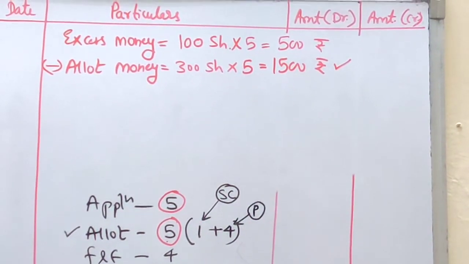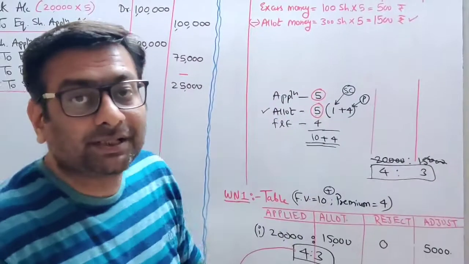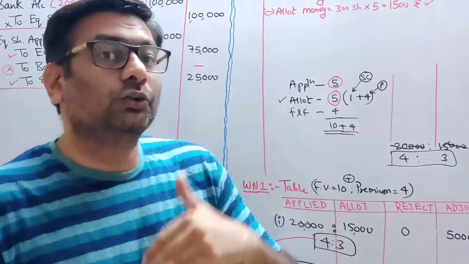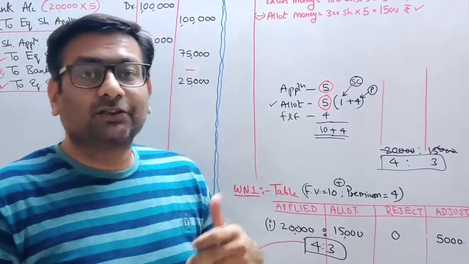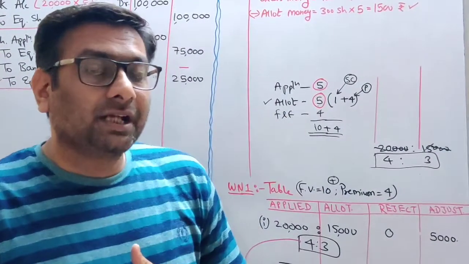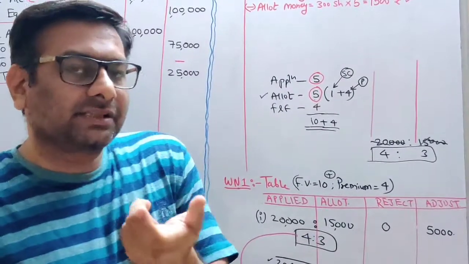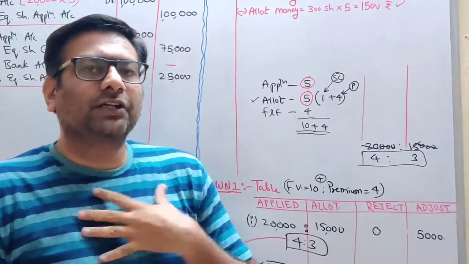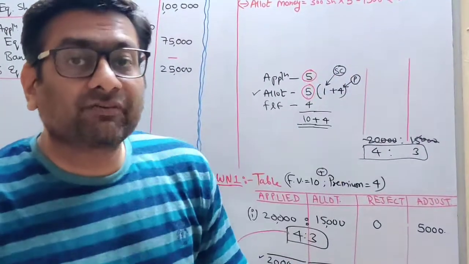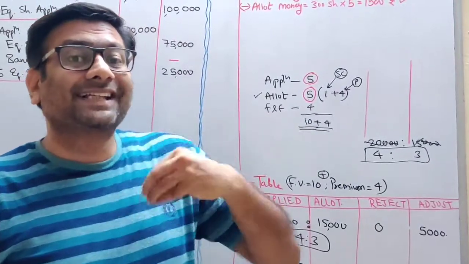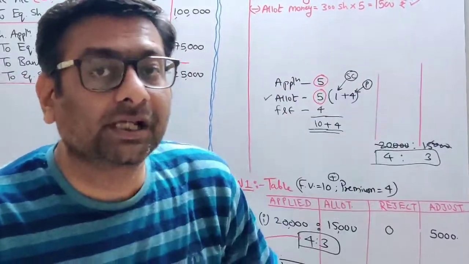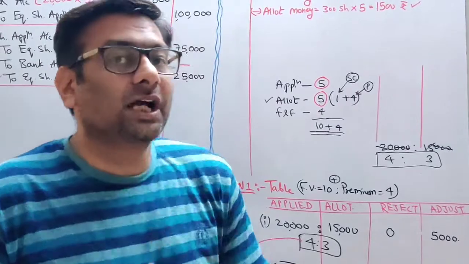But tell me students, will Ashutosh pay this 1500 rupees allotment money? No. What will Ashutosh say? My excess money is with you. And how much is the excess money? We have calculated. Excess money is 500 rupees. So what will Ashutosh say to the company? I am ready to pay 1500. That is my allotment money. 300 shares allotted. You are asking for 5 rupees per share. That comes to 1500. I am ready to pay 1500. But the problem is my excess application money is with you. 500 rupees. So you adjust it and let me know how much I am supposed to pay.